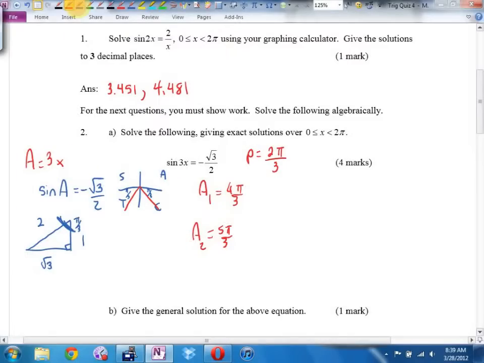My first x value is going to be this divided by an extra 3. It's going to be 4 pi, but a 9 down there. My second x value would be this divided by 3. It's going to be 5 pi by 9. Now that's the first two answers between 0 and 2 pi, but Matthias, there may be more.